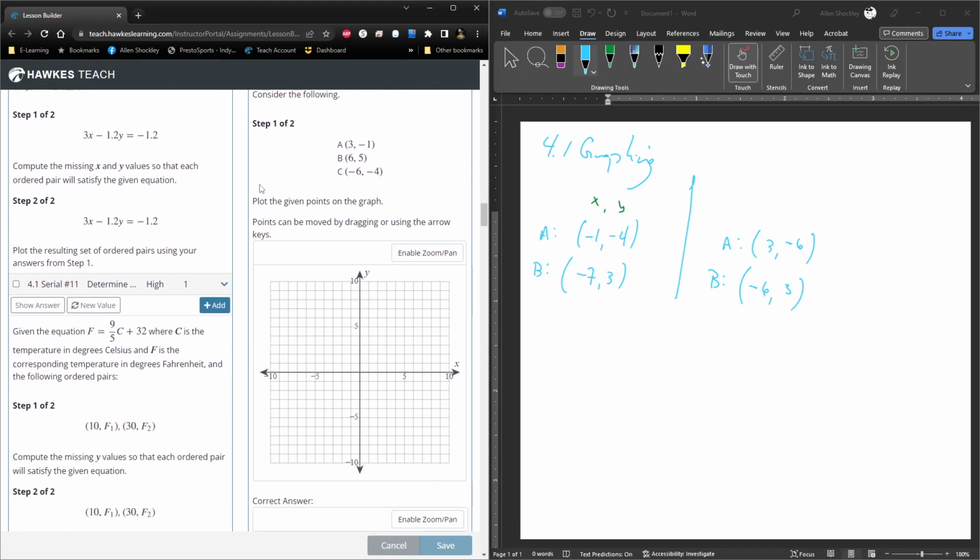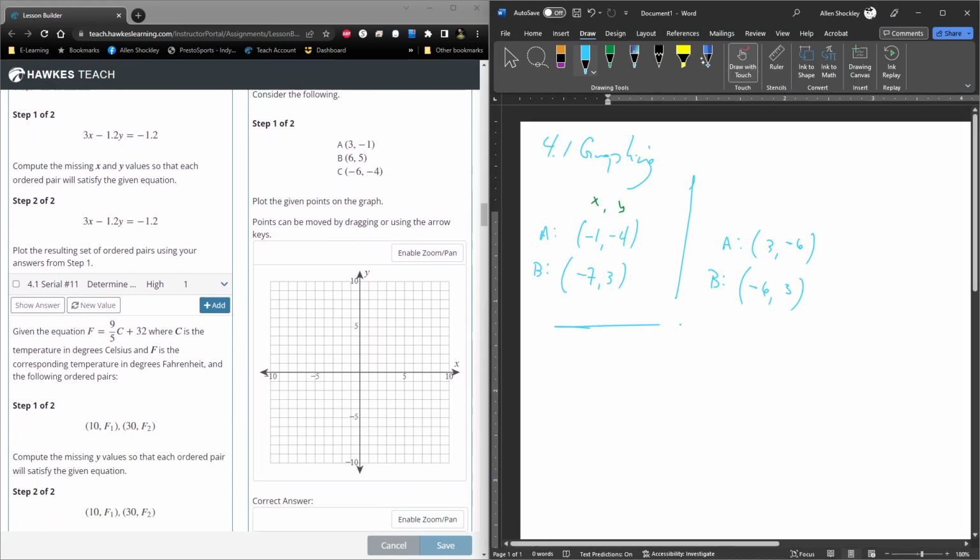And then they just keep adding more. So again, 3, negative 1. My x is 3, my y is negative 1. So 3, negative 1 means right 3 and down 1. So right 1, 2, 3 and down 1. So you should have a coordinate here. B is 6, 5. And so for us, that's going to be right 6, up 5.